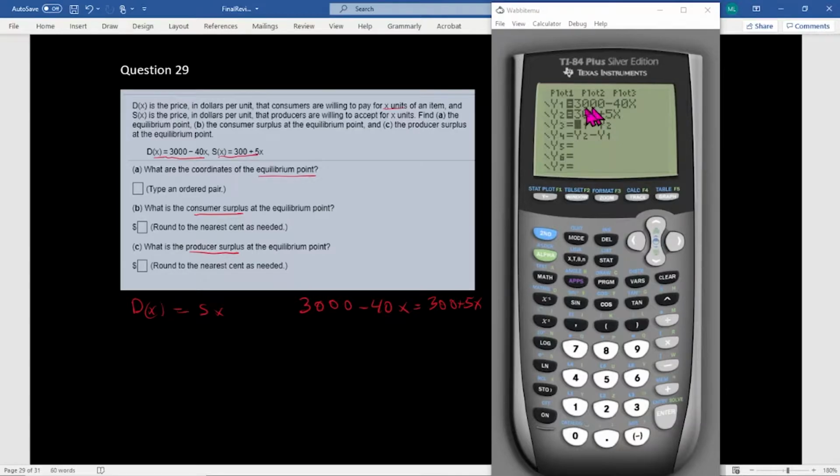So when we go to graph this, notice the first function starts at 3000, so I'm going to want my window, my y value, to be up there around 3000. Actually, I like to go a little bit above 3500. The x, we don't know. This is 300 and going up. This is 3000 coming down. Okay, so we're setting the window size.